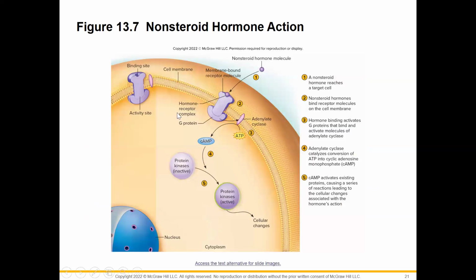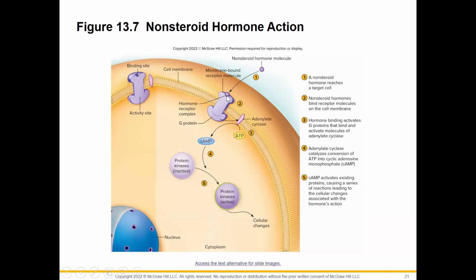So this is the artistic visual of what that looks like. Now you have your non-steroid hormone molecule. Remember, it cannot get through because it is not made up of a lipid. So this lipid bilayer is not going to let it pass through. It actually has to bind to a receptor on the surface that is embedded in the membrane of the cell.